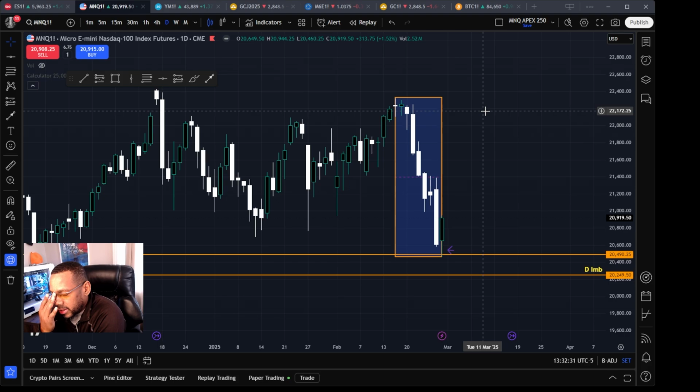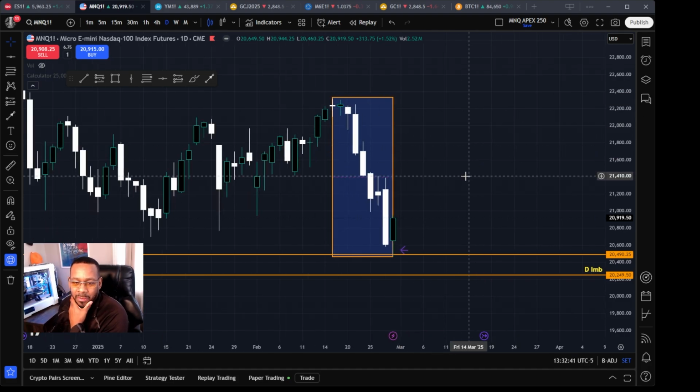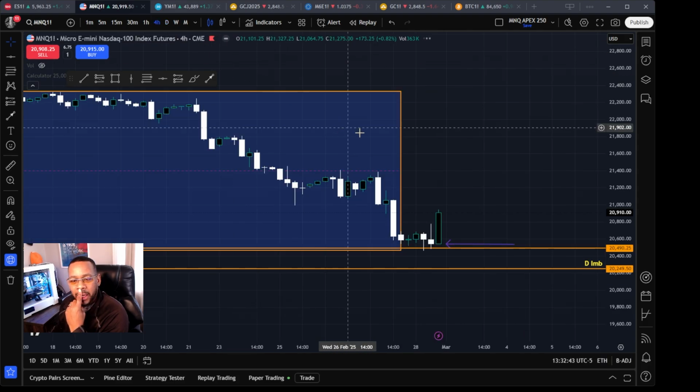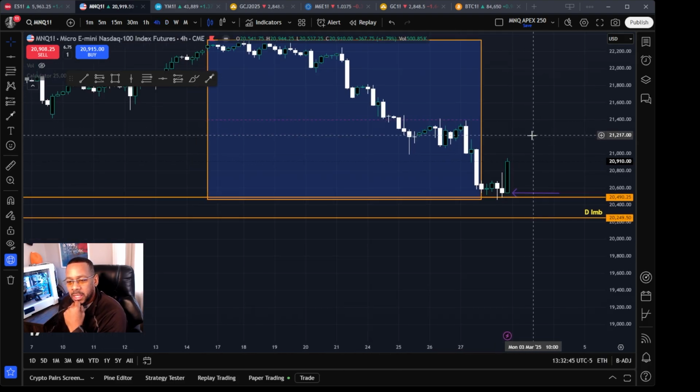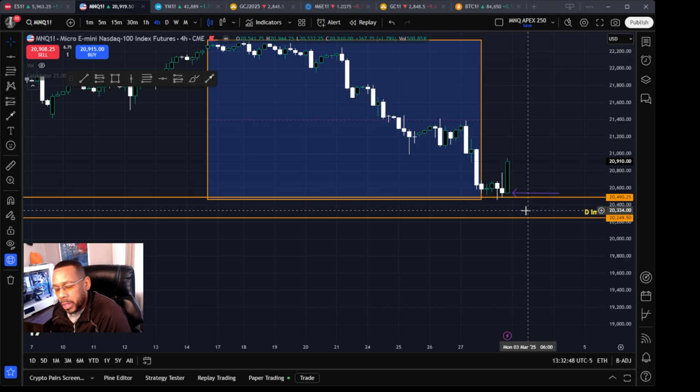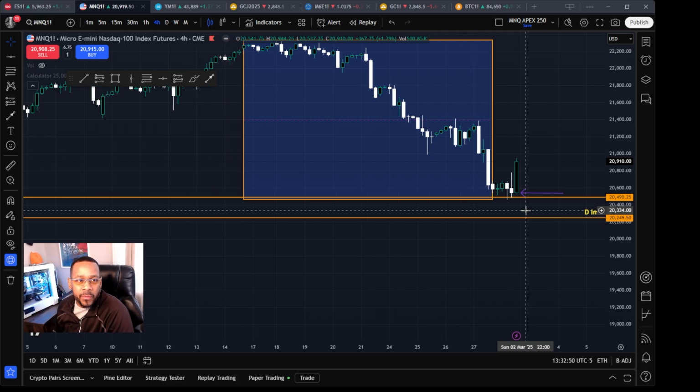So let's be patient and wait, at least wait for a 4-hour candle to form to see which way the market is going. Again, be a little patient. Monday's the beginning of the month. Let's see where the market is going, what it's trying to do for NAS.